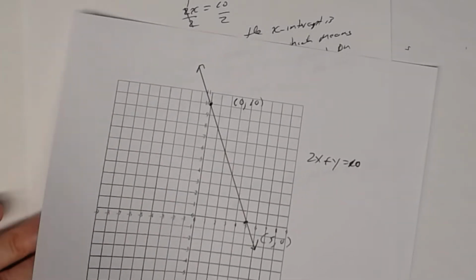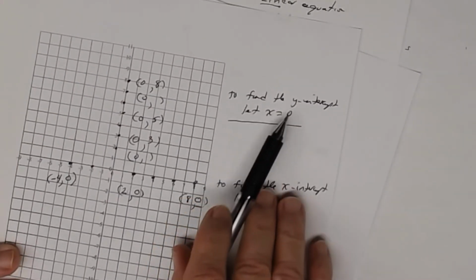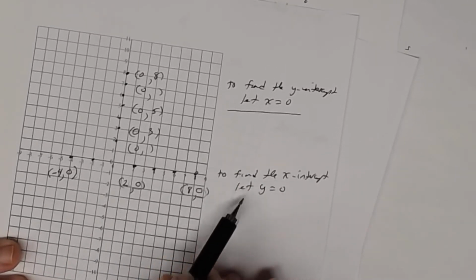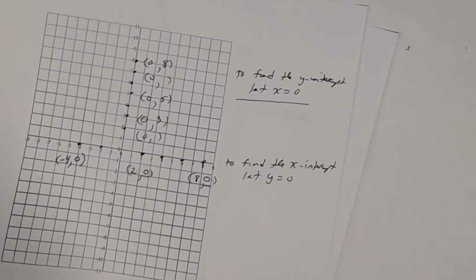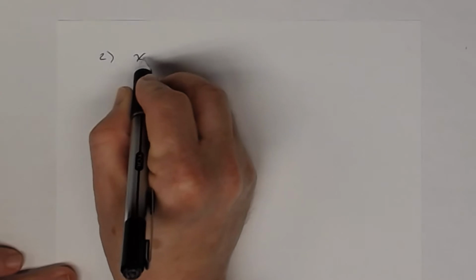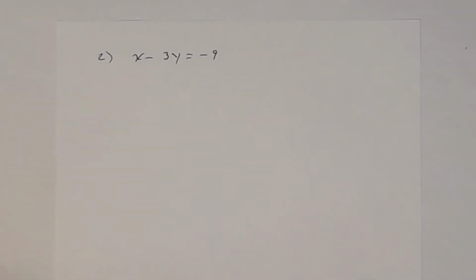Not difficult, right? Just being able to use the fact that to find the y-intercept, let x equal 0. To find the x-intercept, let y equal 0. That's all it is. A very simple process, isn't it? Let's look at another. Let's look at number 2. So number 2, we have this equation, and you want to graph x minus 3y equal negative 9.